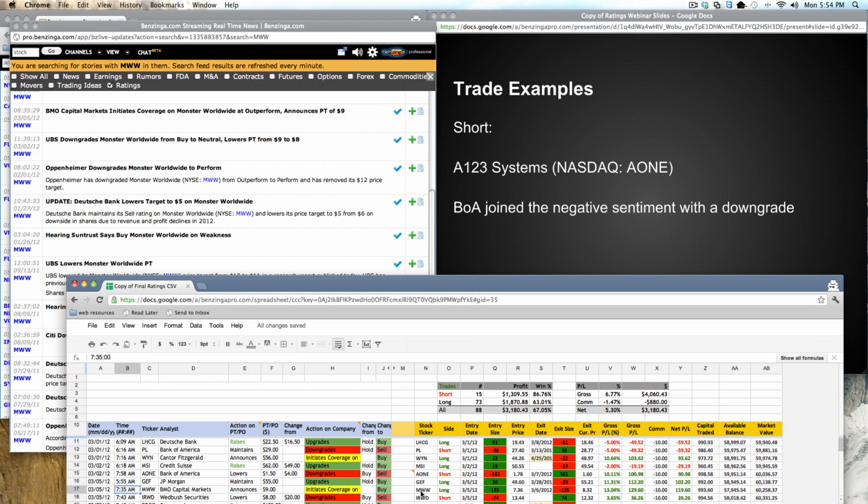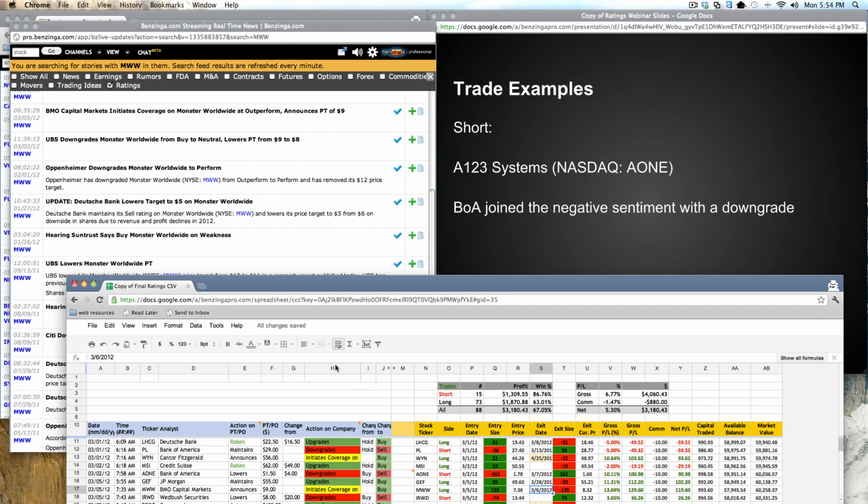We ended up taking a long position at the opening price of $7.36 per share. We sold out a day later at $8.32 per share for over 13% in profit. $8.32 was the closing price, by the way, for MWW on March 6.